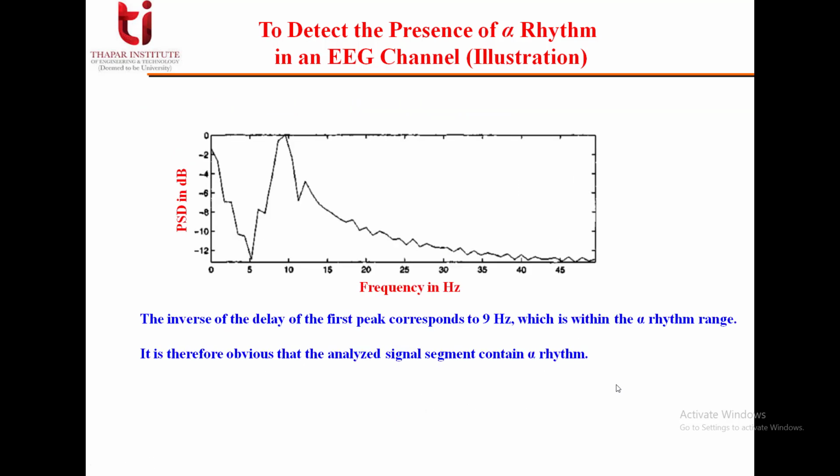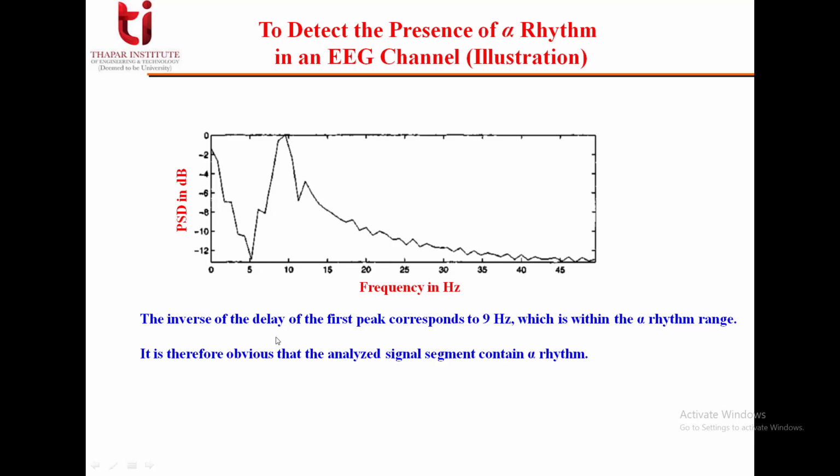Now we can also analyze this by calculating the power spectral density, meaning by taking the Fourier transform of the autocorrelation function, which gives the power spectral density, and we have plotted this in decibels. You can see 0.11 second is approximately 9 hertz, and it is showing the peak at 9 hertz. That means it has alpha rhythm.